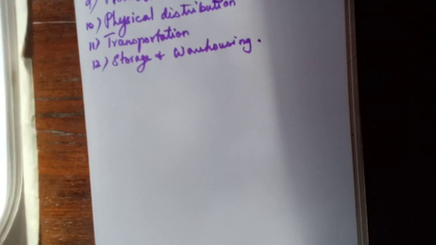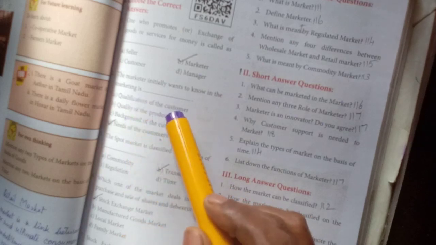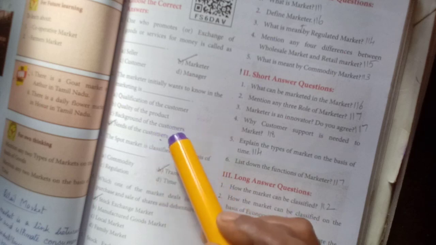Okay, students, now we will mark the question answers. The one word question, choose the correct answer. One who promotes or exchanges goods or services for money is called a marketer. Then the marketer initially wants to know in the marketing the qualification of the customer, quality of the product, background of the customers, needs of the customers. Then spot market is classified on the basis of transaction. Which market deals in the purchase and sale of shares and debentures? Stock exchange market. Stock exchange market is also called securities market.